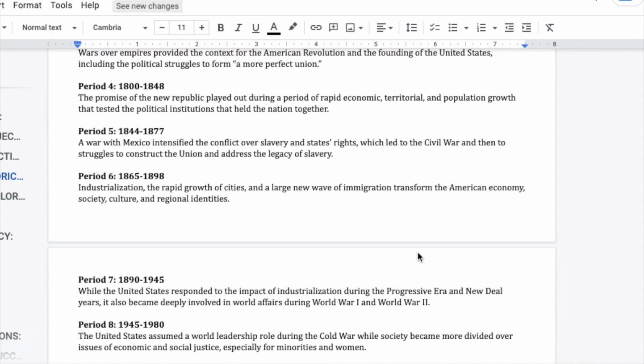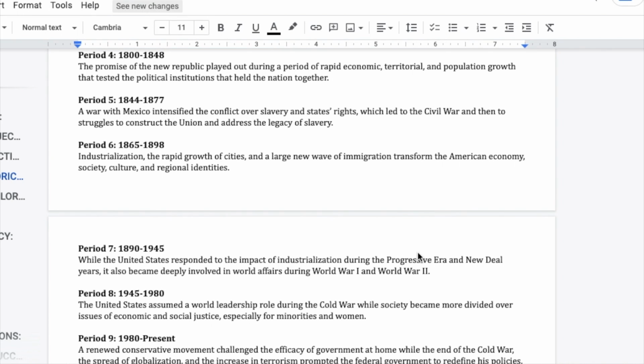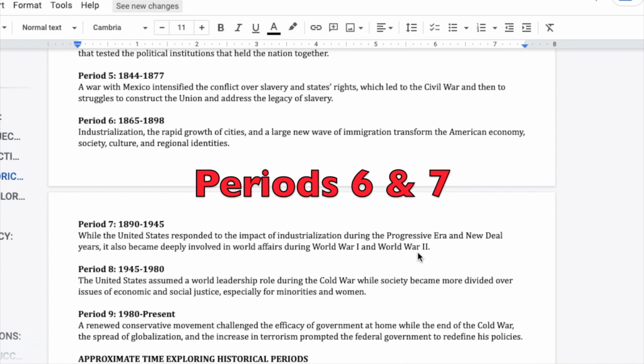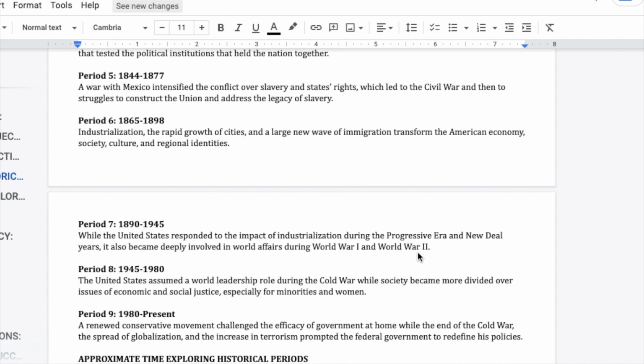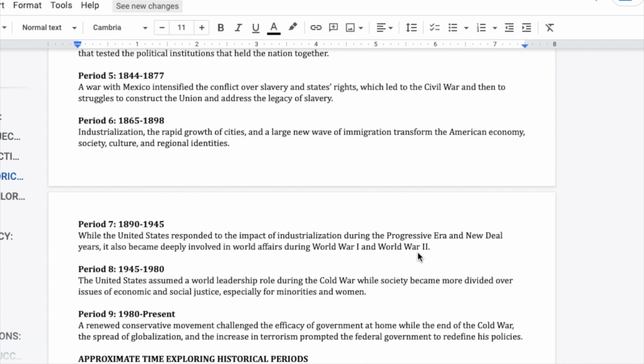Period 5 is from 1844 through 1877, which would cover the Civil War period before it and after it, what led up to it, and what the effects were in Reconstruction. Period 6 is 1865, which is the year that the Civil War ended up until 1898. Period 7 is from 1890 to 1954, which would be the Gilded Age, the Progressive Era, up through the end of World War II. And you can see that some of the periods overlap.